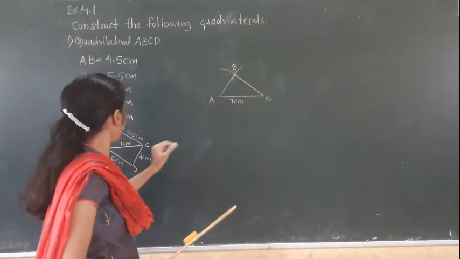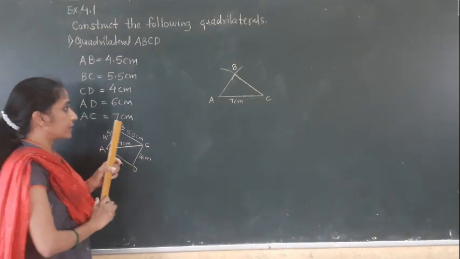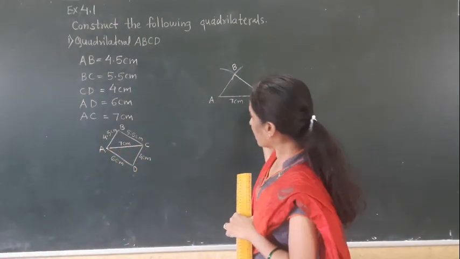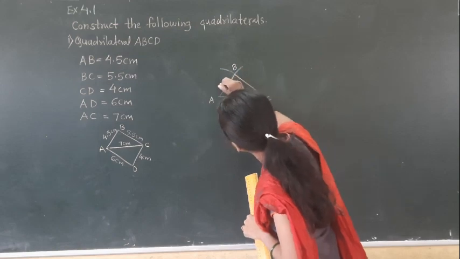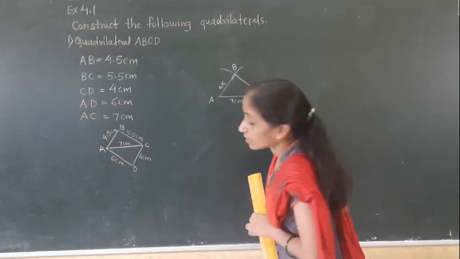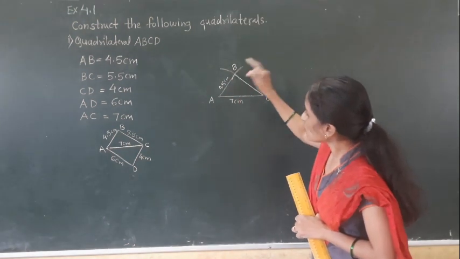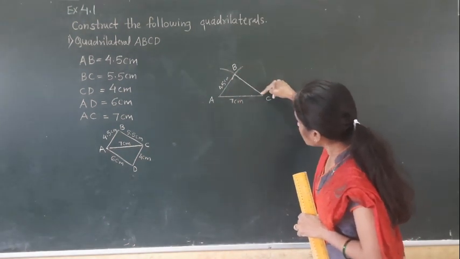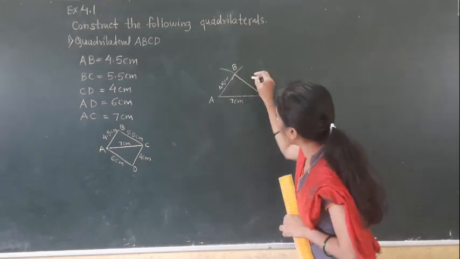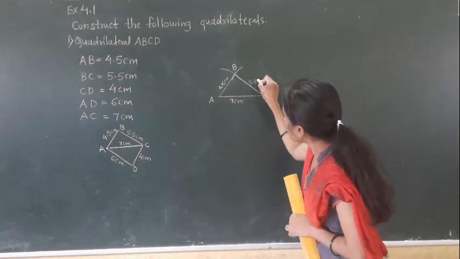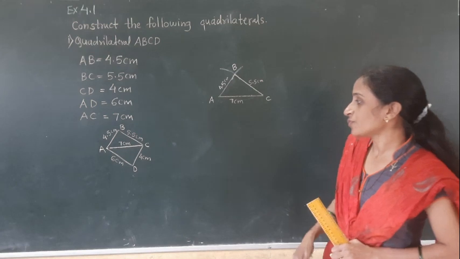Okay, so now we got this part A, B, C. Now AC is 7 cm, I have written. AB, how much is it? 4.5 cm. We have taken the same measure. So we got this 4.5 centimeter, then see this, how much is it? 5.5 centimeter. Okay, done.